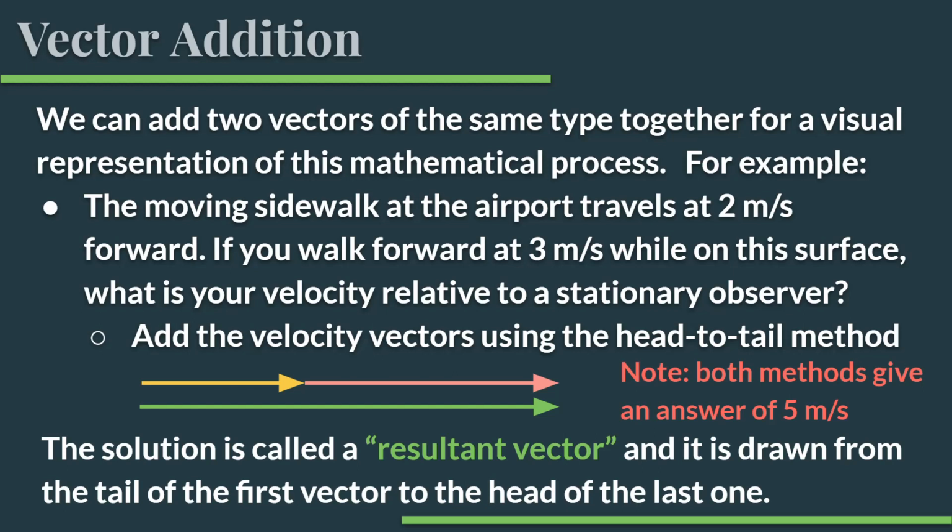When we add vectors, we add them head to tail, just like this example. And we call the answer the resultant vector. The resultant vector is drawn from the starting point of the first arrow to the head of the last arrow, or from the tail to the tip, whenever you're adding them together.